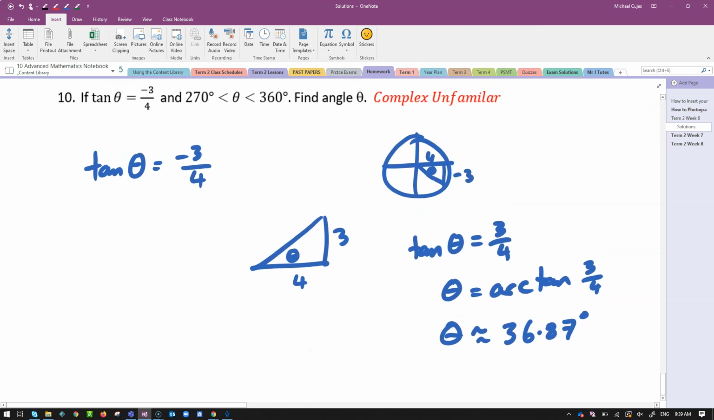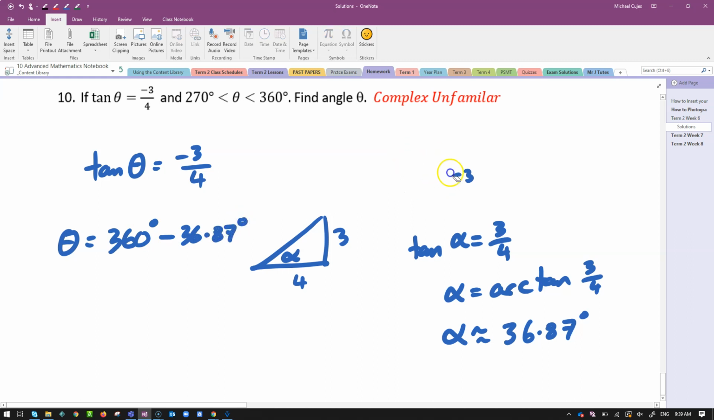Okay. So, what I should really be doing is writing, because they actually gave me theta, I'm going to put an alpha here. That would be nicer, wouldn't it? So then, theta is 360 degrees minus that 36.87 degrees. Because the question tells you you are only interested in a solution between 270 and 360, which is quadrant 4. So you've basically found your reference angle.